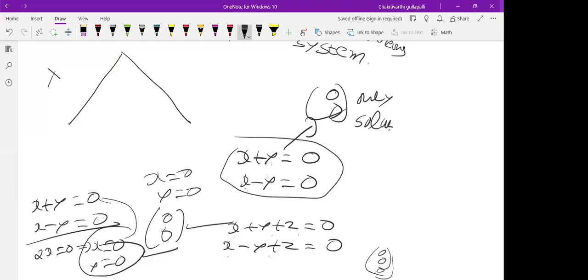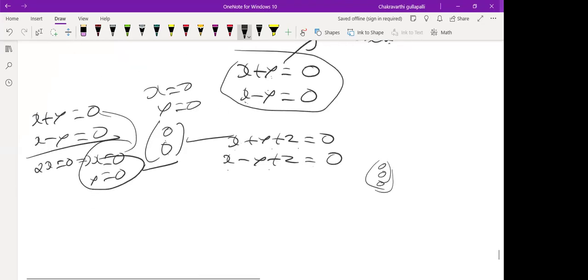That is, 0 solution is the only solution. For this also, 0 solution is there. But is there any other solution also? We want to know. The answer is, not only 0 solution, the system is having many solutions.